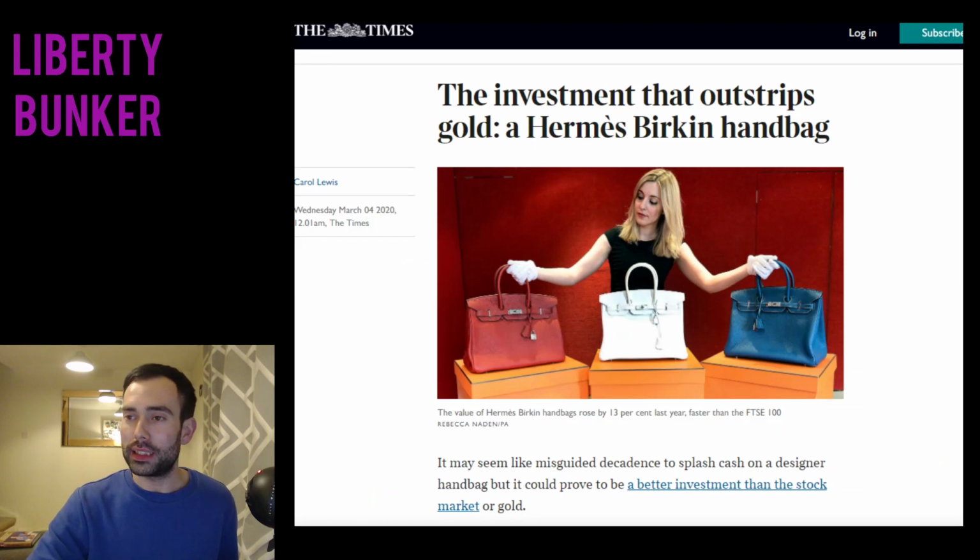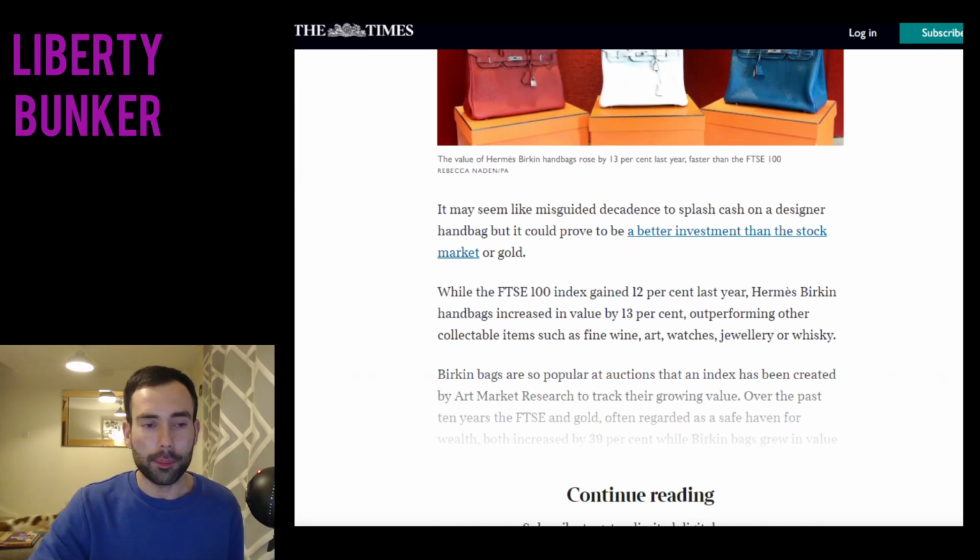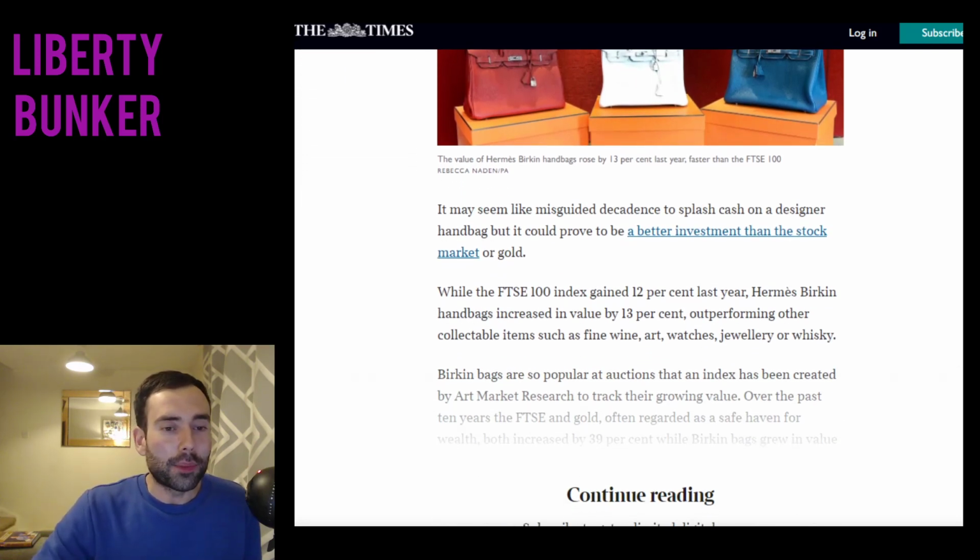Where else can we see just this madness? Where is the everything bubble? This is from the Times: The investment that outstrips gold. A Hermes Birkin handbag. I don't know if I'm saying that right because I'm not a handbag guy. It may seem like misguided decadence to splash cash on a designer handbag, but it could prove to be a better investment than the stock market or gold. While the FTSE 100 has gained 12% last year, Hermes Birkin handbags have increased in value by 13%.